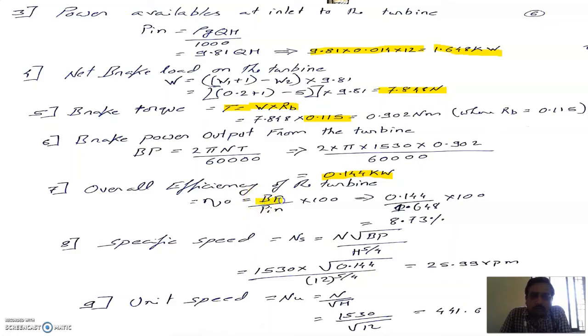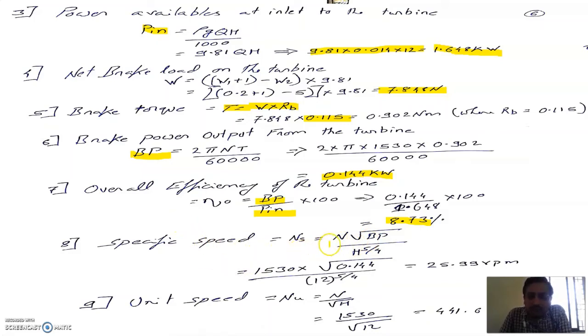Next I find out the overall efficiency. Overall efficiency is nothing but BP divided by the power available, which is termed as PIN, into 100. So the overall efficiency was around 8.73%.